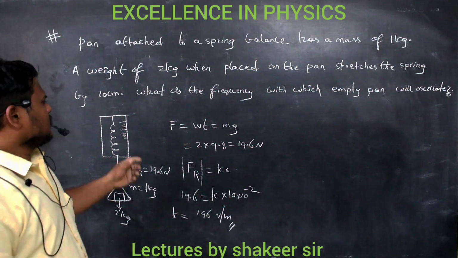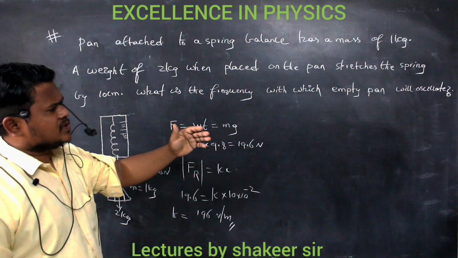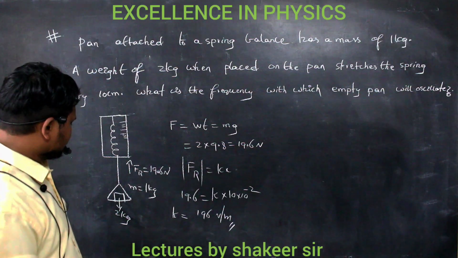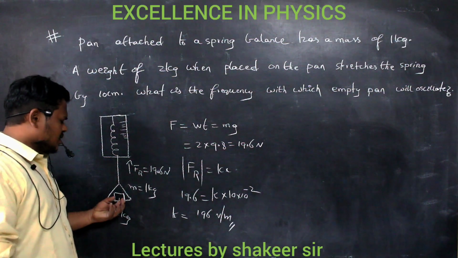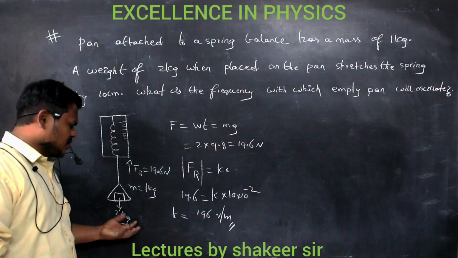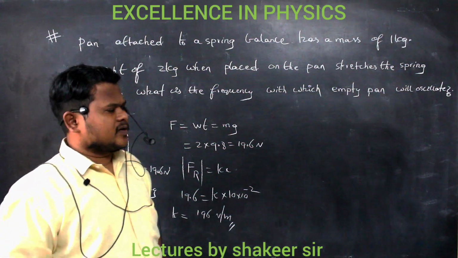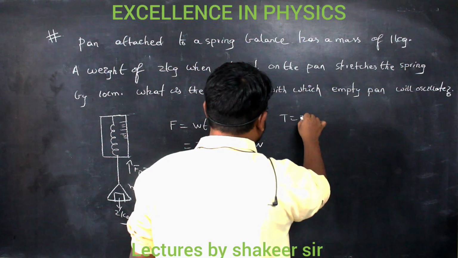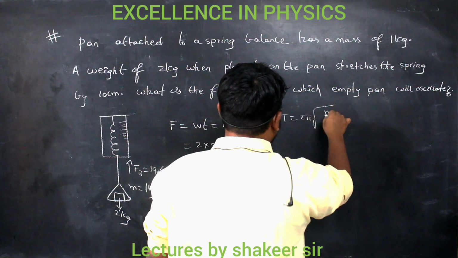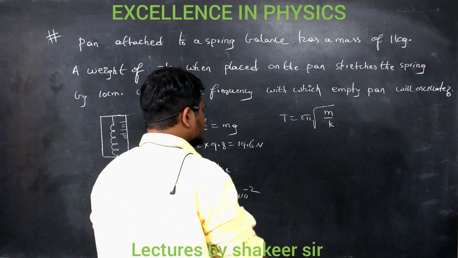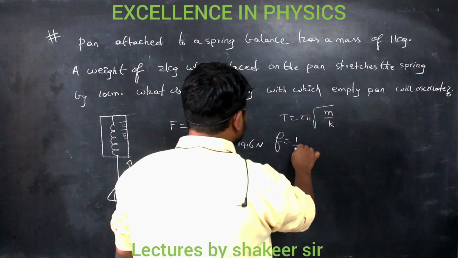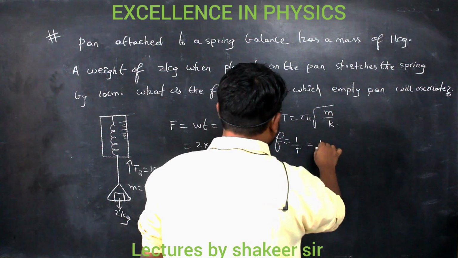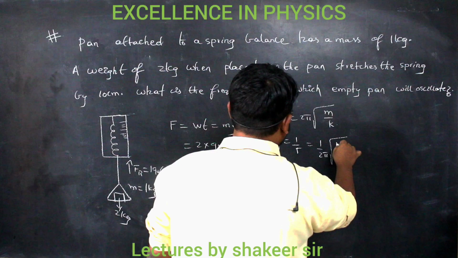Now what is the frequency with which this empty pan will oscillate? That is, if I remove this 2 kg mass, pull this pan a bit downwards and release it, with what frequency will it oscillate? We know that the time period is equal to 2 pi root of m by k. Already we have discussed this previously. So frequency is 1 by time period. So this is equal to 1 by 2 pi root of k by m.